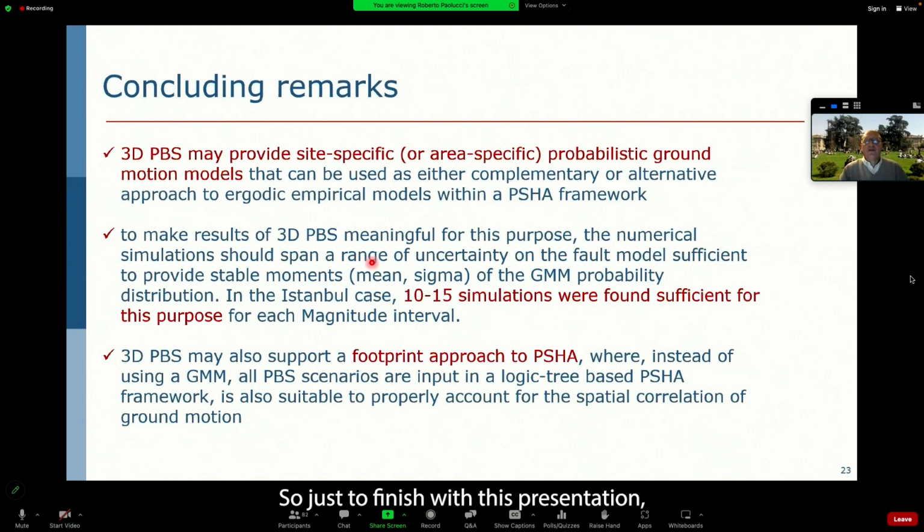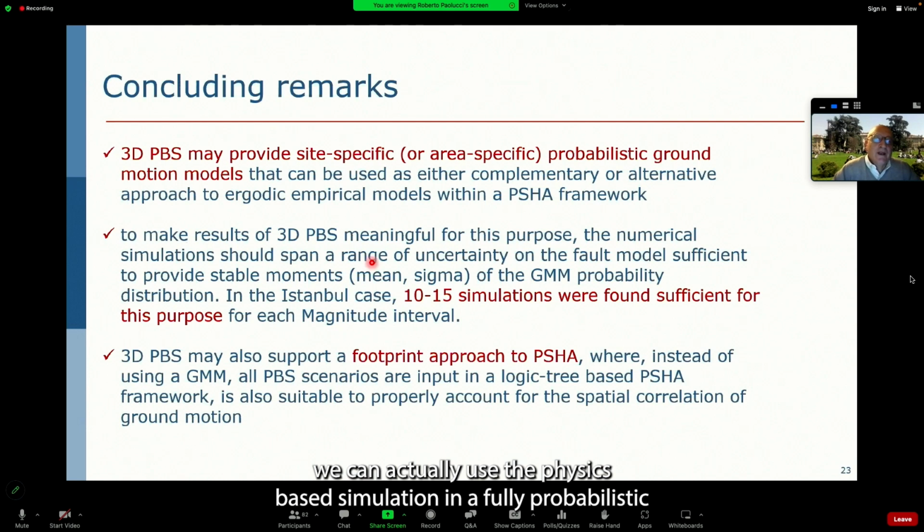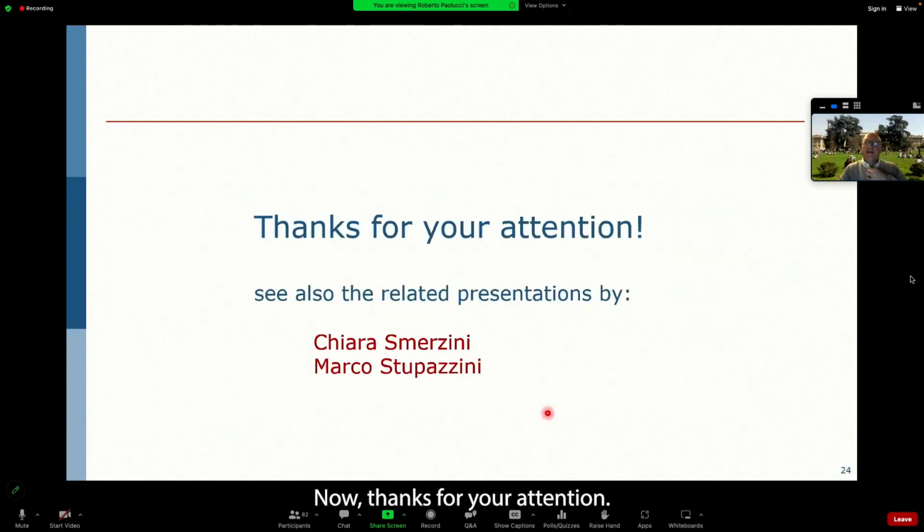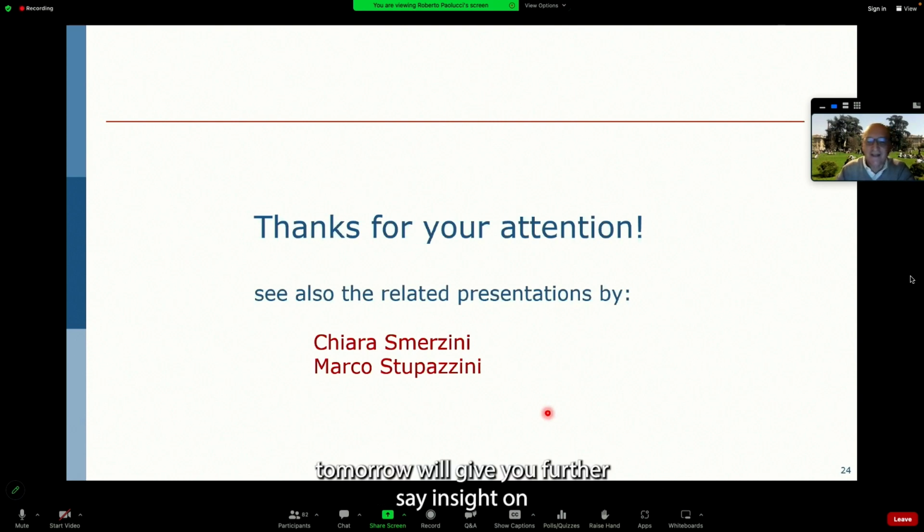So just to finish this presentation, we have seen that in this way we can actually use the physics-based simulation in a fully probabilistic seismic hazard assessment framework. And at least in the range that we have considered, especially in the Istanbul case, 10 to 15 simulations were found sufficient to obtain stable results. And also a footprint approach, as I was saying, is suitable to account for the spatial correlation of ground motion.